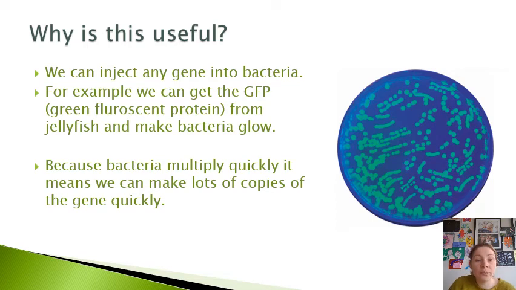Why is this useful? So we can inject any gene into bacteria. For example, we can get the GFP, which is a green fluorescent protein from a jellyfish, insert that into a bacteria and make it glow. Because bacteria multiply quickly, it means we can make lots and lots of copies of that gene. And that's often what we want to do, is make lots of copies of the gene.